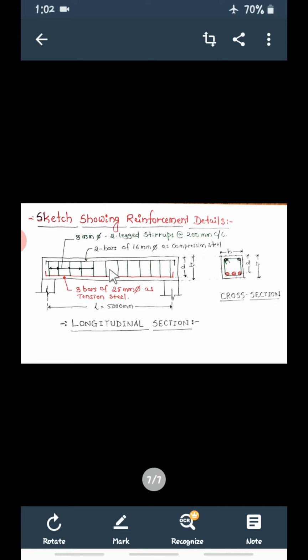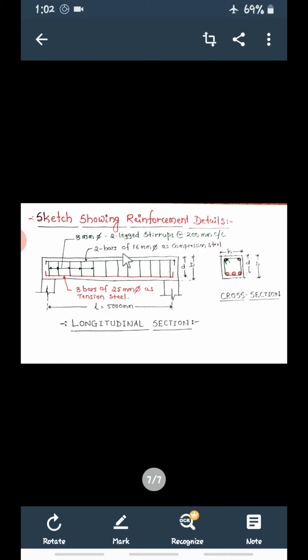Spacing means the distance between one stirrup and another. This horizontal distance is the spacing. So written here: 8 mm diameter, 2-legged stirrups at 200 mm center to center. All these bars will be tied together with stirrups, and this hook will be provided. So this is the cross section. Cross section means cut the beam vertically and see from the front. Longitudinal means lengthwise you have to see. So this is the longitudinal section, this is the cross section.